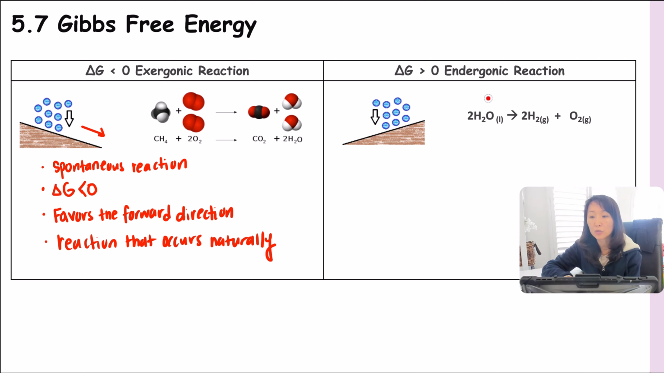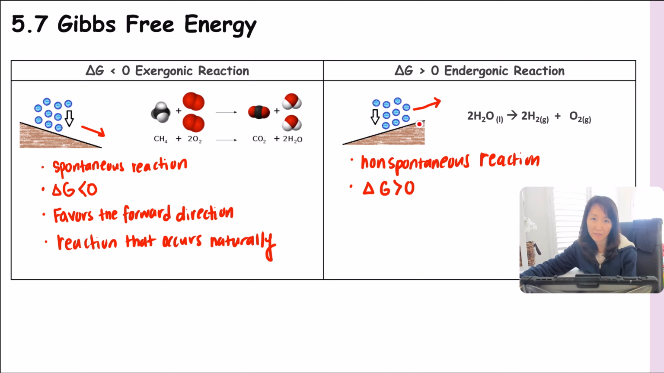for that particular substance to react. For example, here's water forming into hydrogen gas and oxygen. This requires work. Or say you have a spherical ball and you're not trying to roll it down, but rather push it up. So it requires some of your energy to push it back up the hill. Right? So this would be considered to be a non-spontaneous reaction. And on top of that, the delta G would be positive in value.